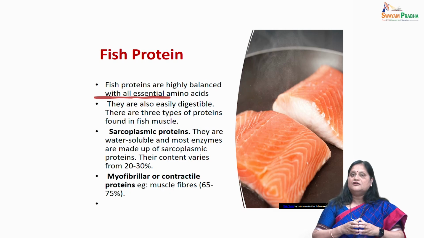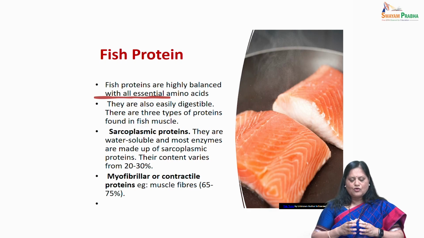Fish protein. Fish proteins are highly balanced with all essential amino acids. They are also easily digestible. There are three types of protein found in fish muscle. Sarcoplasmic proteins are water soluble and most enzymes are made up of sarcoplasmic proteins. Their content varies from 20 to 30%.